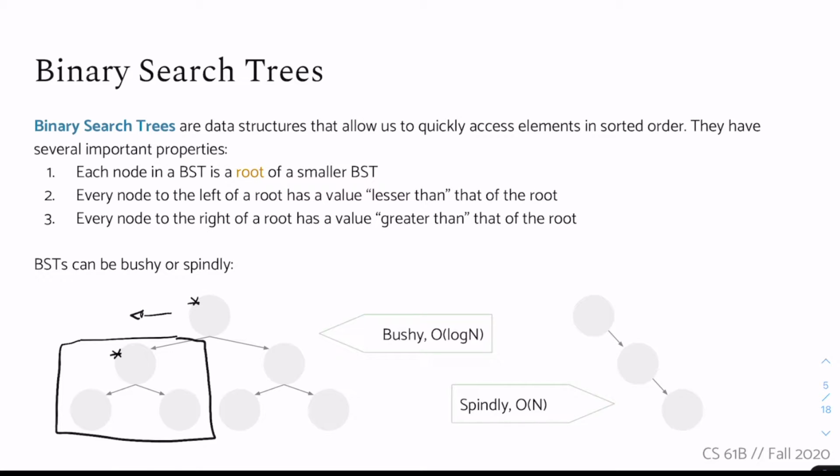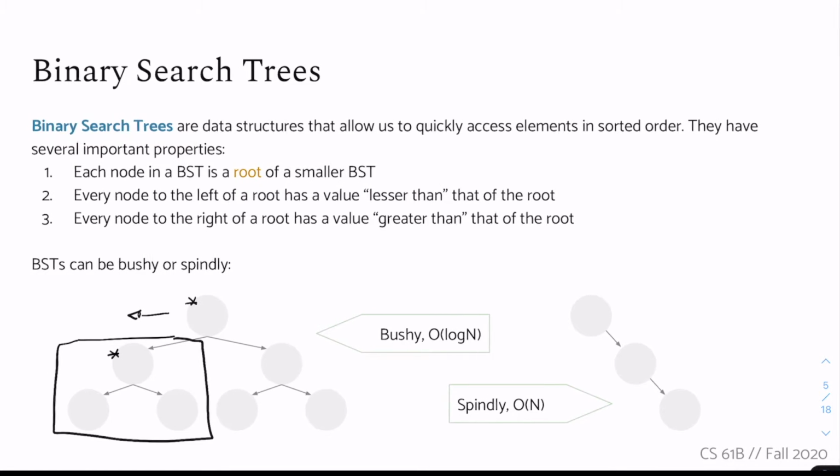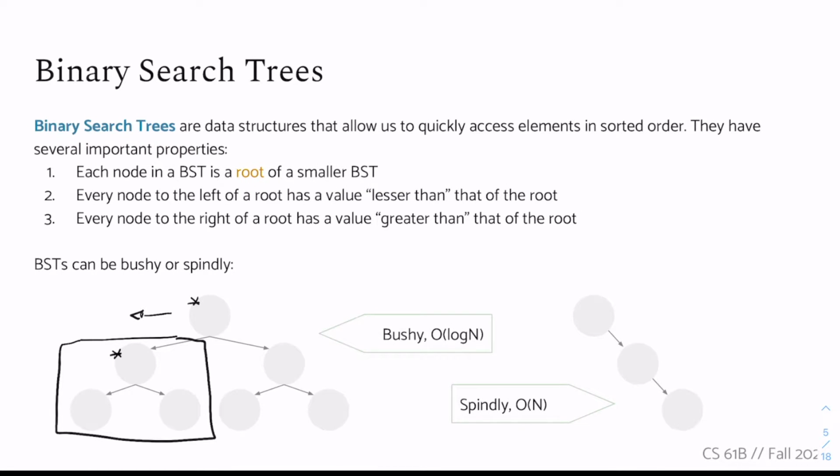In general, we describe BSTs as either bushy or spindly. Bushy means that every node has the max number of children for the most part. It's wide instead of being deep. Bushy BSTs are good because the distance from the node that is the furthest away to our root is log n.